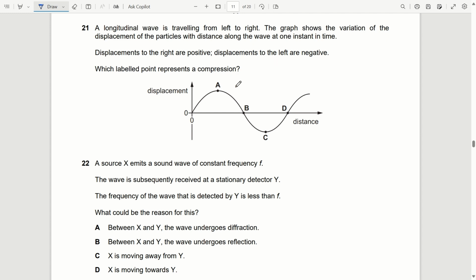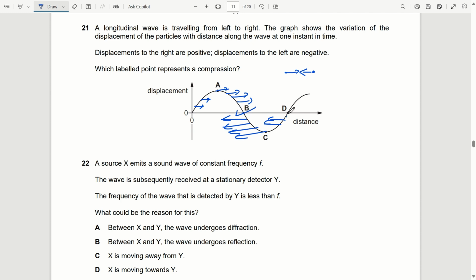Now when the displacement is positive, this means particles are moving towards right, means in this region all the particles are moving towards right, and in this region since it is negative, particles are moving towards left. So one particle is moving like this and another is moving like this, so the particles will come closer to each other, so this region will correspond to the compression. So B part will correspond to the compression.